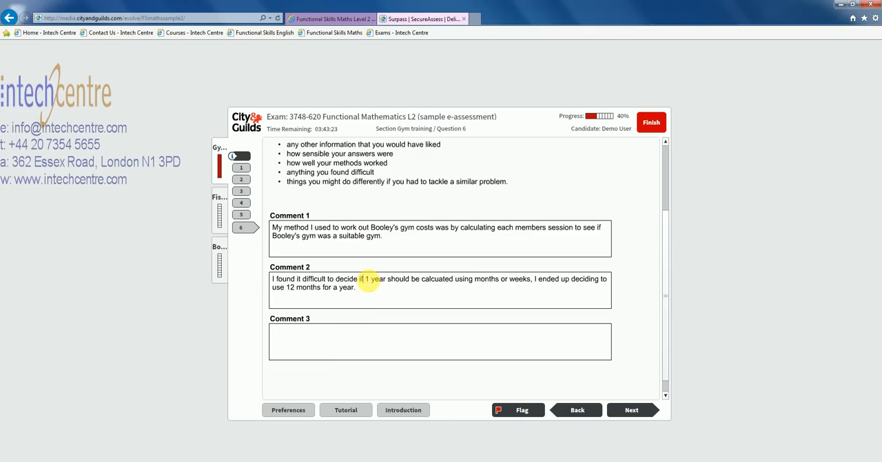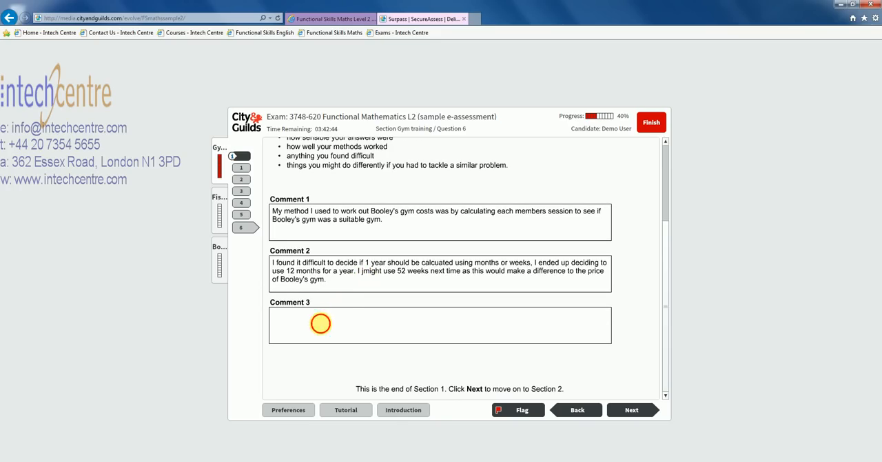I'm just checking my calculation and my spelling now. So I found it difficult to decide if 1 year should be calculated using months or weeks. I ended up deciding to use 12 months for a year. So you could possibly write, I might use 52 weeks next time, as this would make a difference to the price of Booley's gym.